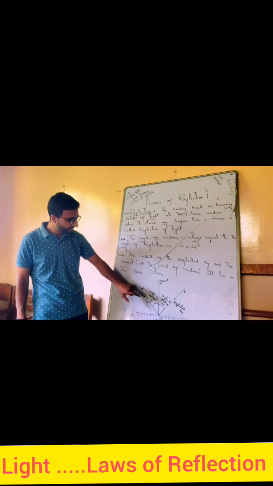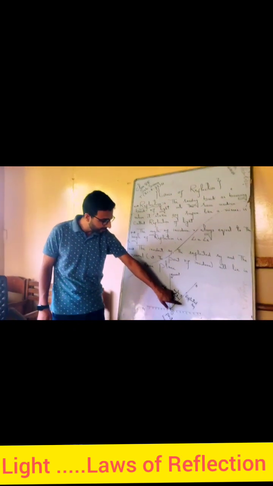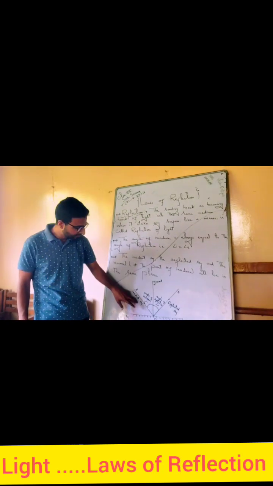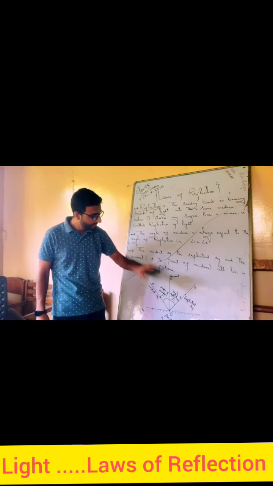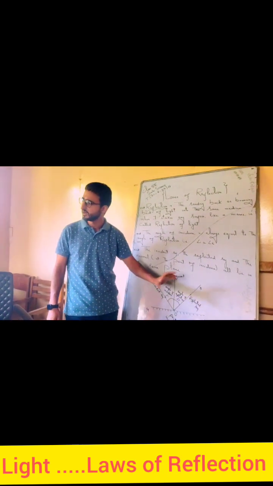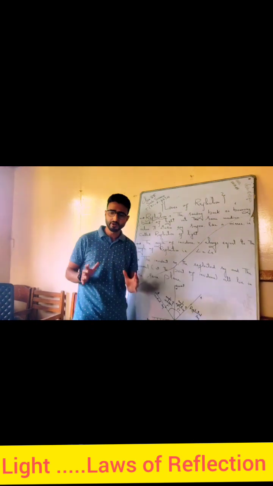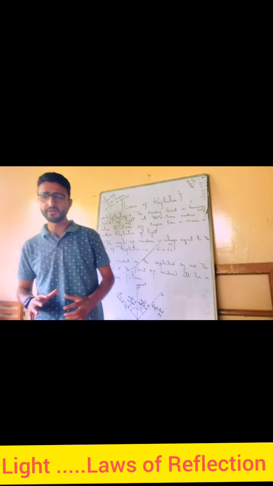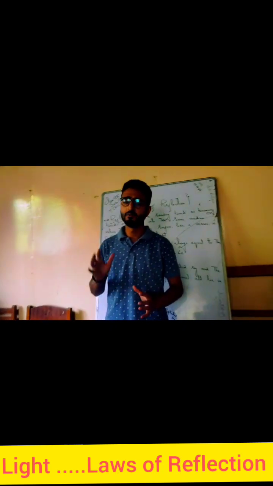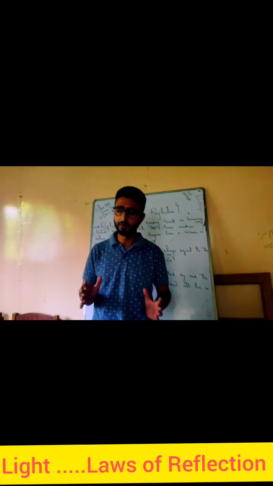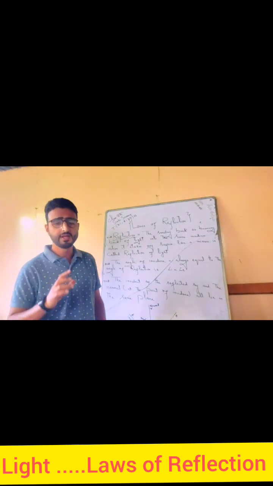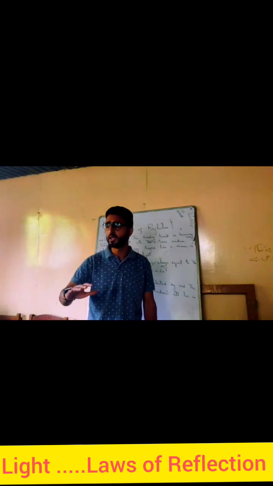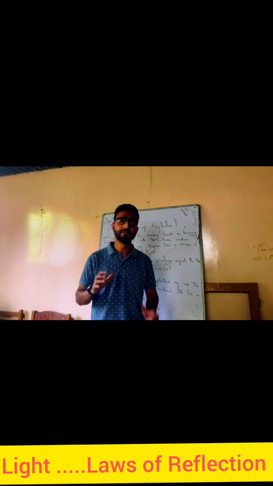And the second law is that the incident ray, reflected ray, and the normal drawn at the point of incidence all lie in the same plane. If this incident ray is drawn on the plane of the board, this reflected ray will definitely be on the plane of the board. If you draw it on your rough copy, and the incident ray lies on the page of that very copy, then the reflected ray will also lie on the page of that very copy. So this confirms that the incident ray, reflected ray, and the normal drawn at the point of incidence on a plane mirror are coplanar, that is they all lie in the same plane.